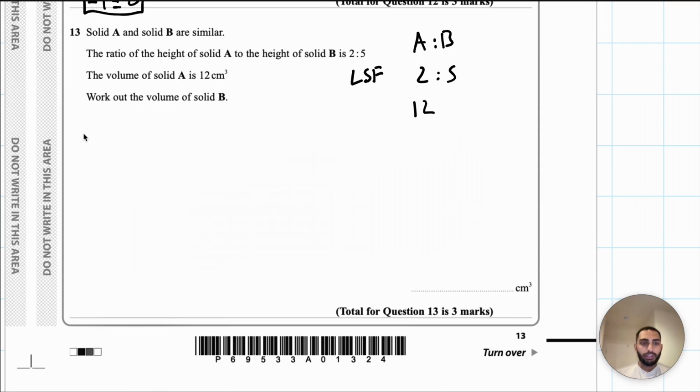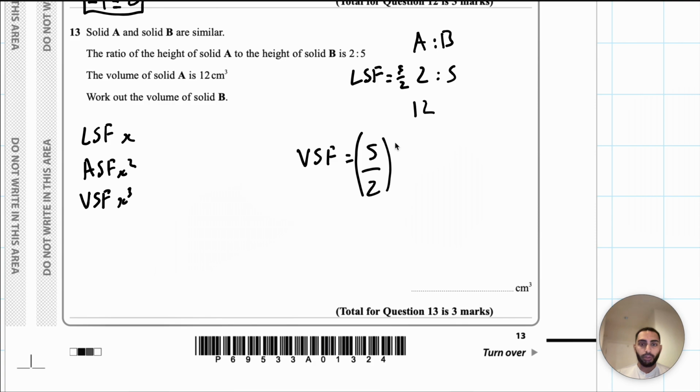So the first thing that you need to know is that if you have the length scale factor, which is x, the area scale factor, you don't need it for this question, would be x squared, and the volume scale factor would be x cubed. So first thing I'm going to find out, what is my length scale factor? I'm going to do my new one divided by my old one. So my length scale factor is equal to 5 over 2. I then want to work out what my volume scale factor is. So my volume scale factor is going to be x cubed, which is 5 over 2 cubed.